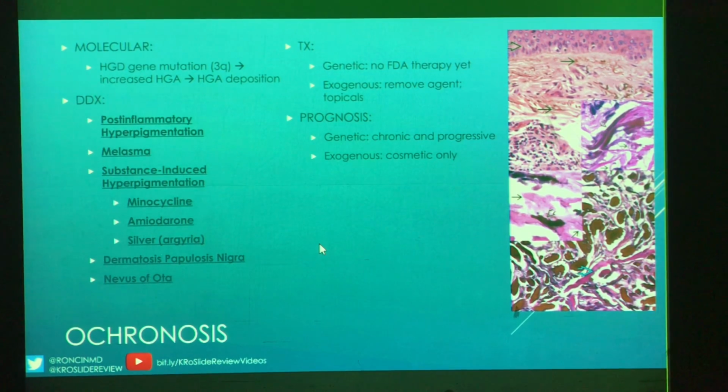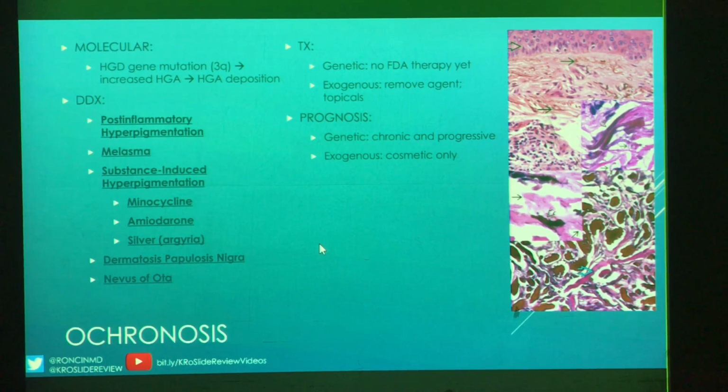For treatment, if it's genetic, there's really nothing that they can do about it. If it's exogenous, then again, you want to remove whatever's causing the problem. And you can also use topical treatment to help with some of the pigmentation.